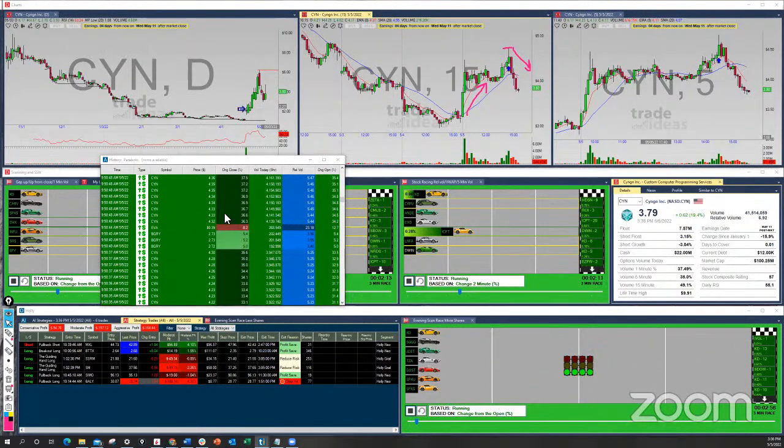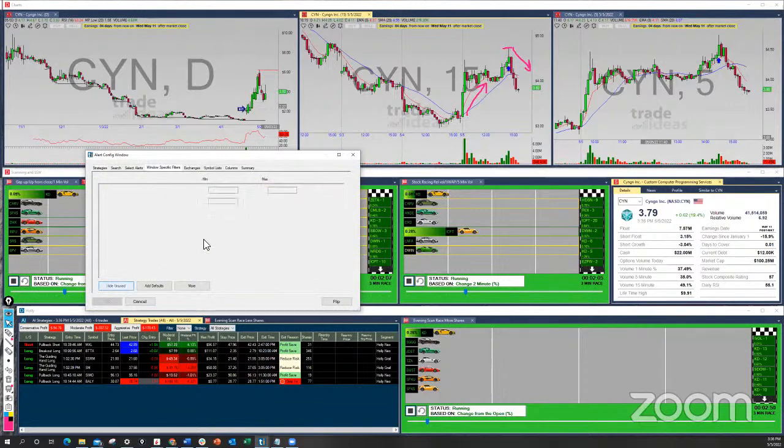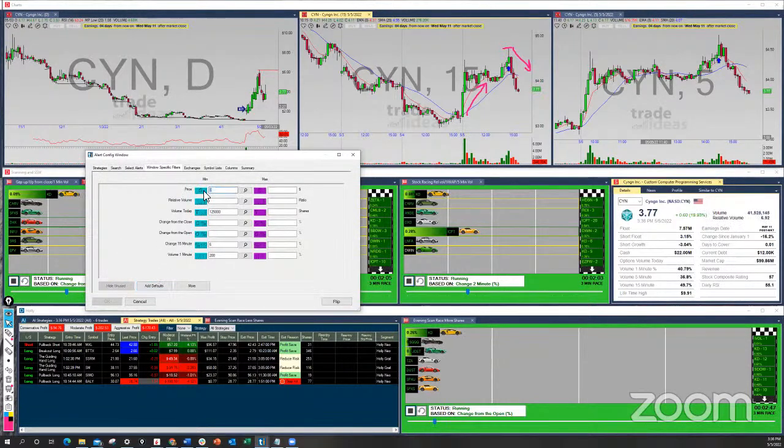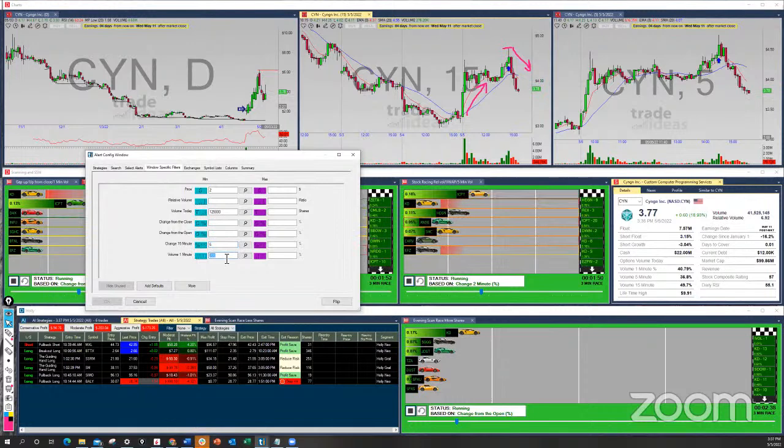So if we look in the configure, new high, so stock has to be making a new high on the day. And then while that's happening, it has to be at least above $2 in price, $2 or above, traded 125,000 shares on the day. It has to be up at least 6% over the last 15 minutes. And the 1 minute volume has to be doing 200% of normal 1 minute volume.